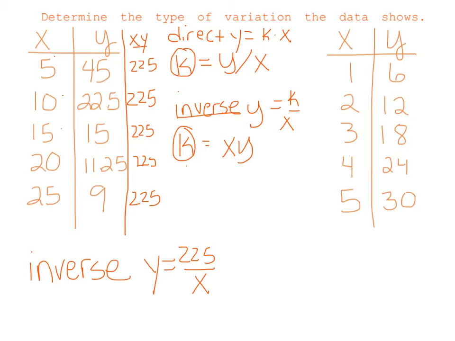All right, now look at the other table. If I did 1 times 6, I would get 6. If I did 2 times 12, I would not get 6. So I know it's not an xy constant, so let's try y over x.